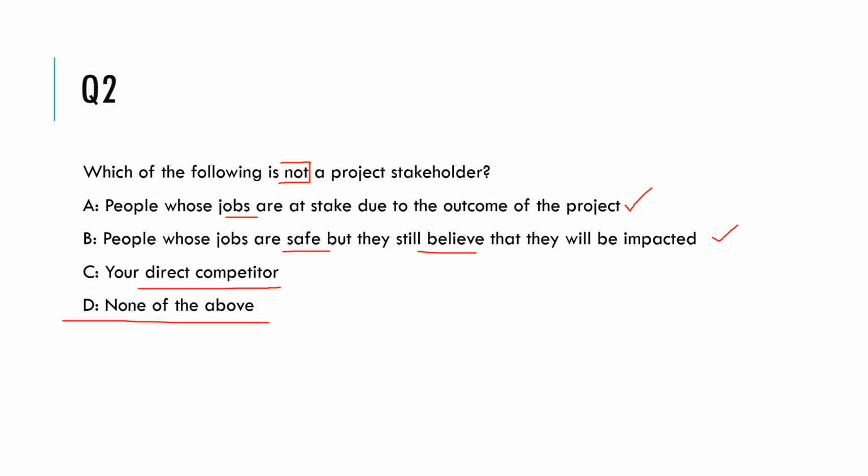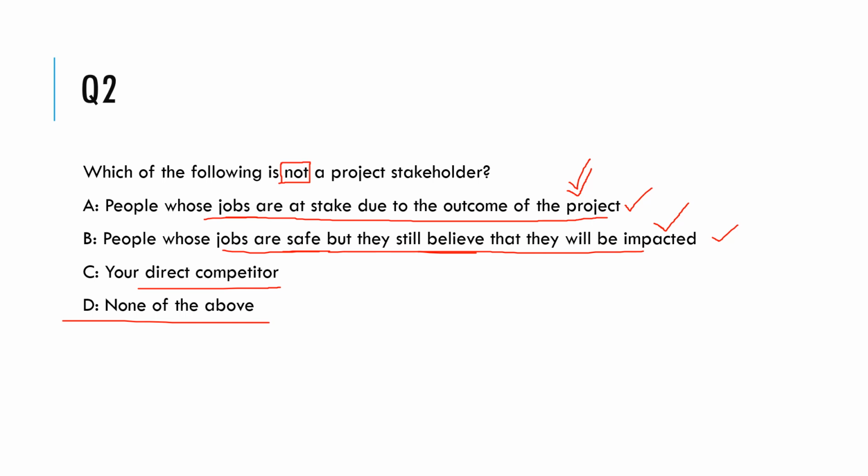The keyword here is not. So are people whose jobs are at stake due to the outcome of the project a stakeholder of your project? Of course they are. They are interested in your project, right? They will be impacted by the project. People whose jobs are safe, but they still believe that they will be impacted. That means these are the people. Option A were the people who were going to be impacted by the project. Option B are the people who believe that they will be impacted. They are also stakeholders of your project.